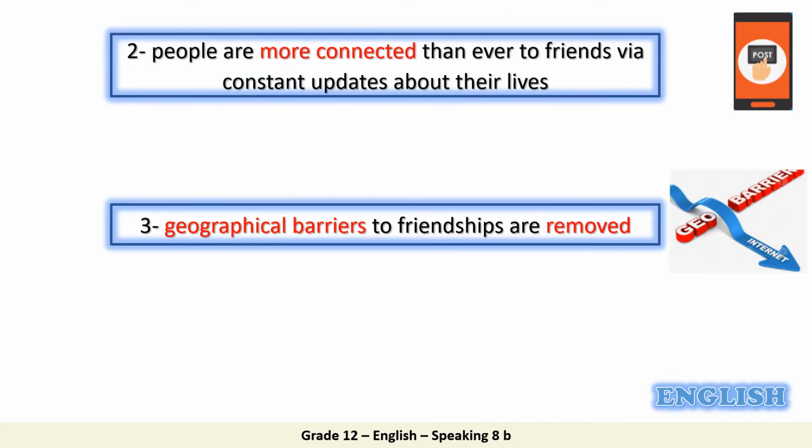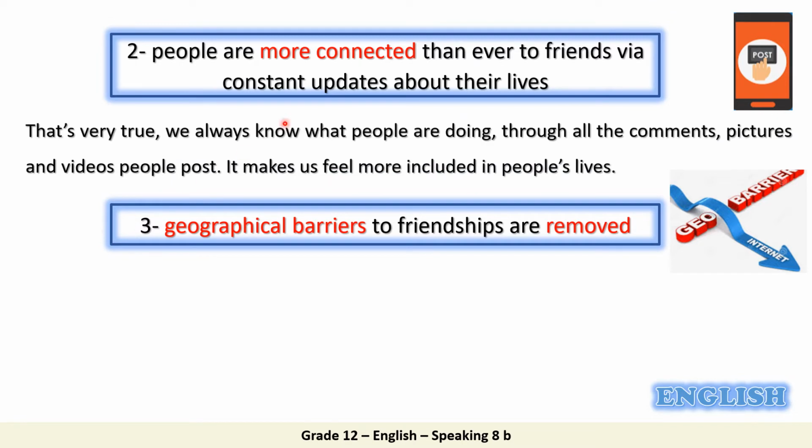Again, take your time, elaborate on these 2 points, expand these ideas, speak them out, and then come to this model. For number 2, people are more connected than ever to friends via constant updates about their lives. That's very true. We always know what people are doing through all the comments, pictures, and videos people post. It makes us feel more included in people's lives. Okay, how about number 3?